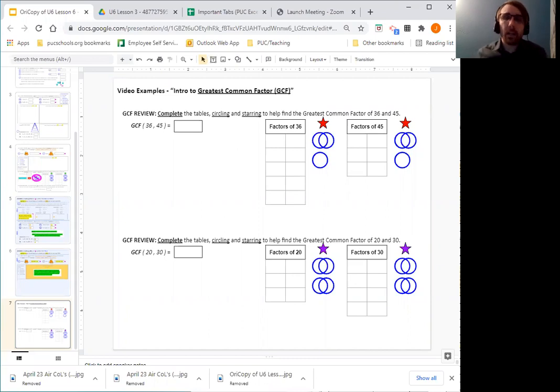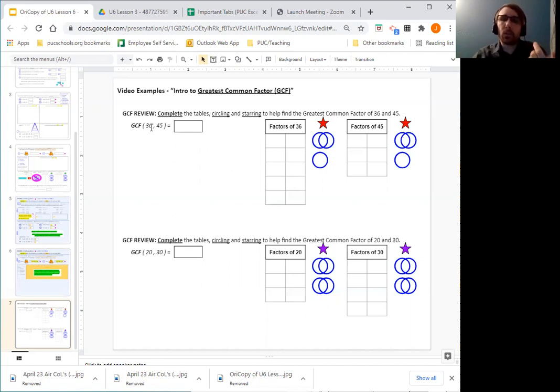So to begin with, let's talk about what GCF means. Greatest means the biggest of something. Common means something that's shared among two different or multiple things or numbers. Factor. A factor is a maker. The word factor literally means the maker of something. And so it comes from the Latin.